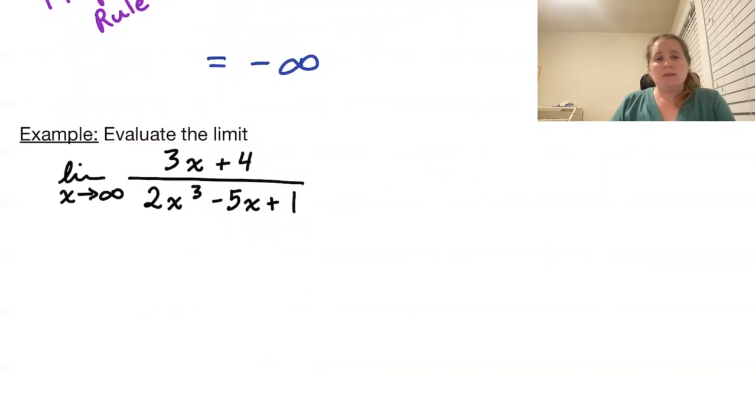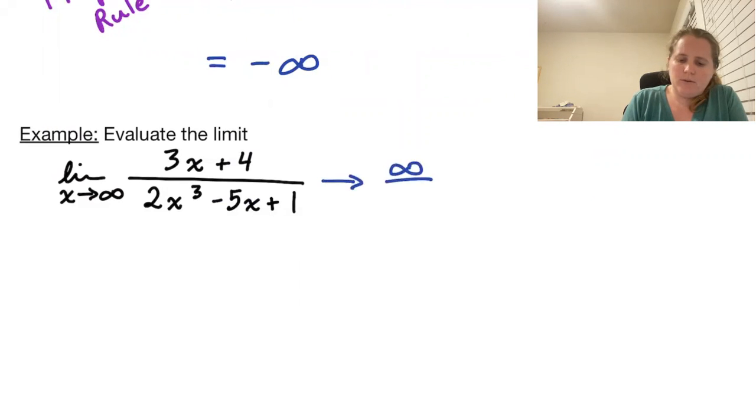One more time, let's go ahead and evaluate the limit as x goes to infinity of 3x plus 4 all over 2x cubed minus 5x plus 1. Once again, using our rules for limits at infinity, since the degree is higher in the denominator, we would expect this limit to go to 0, but we can apply L'Hopital's rule just to check. So this would be an infinity over infinity situation. I'll go ahead and apply L'Hopital's rule.